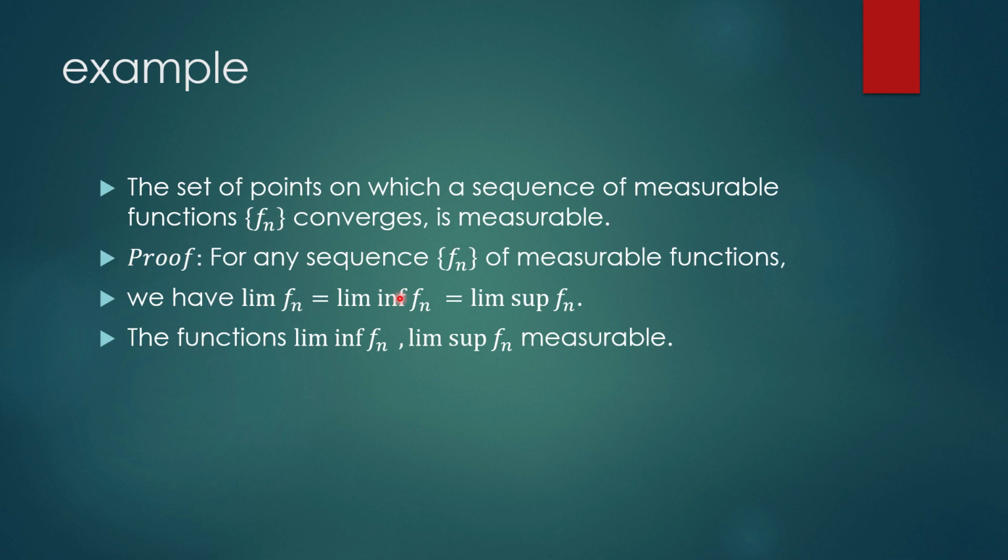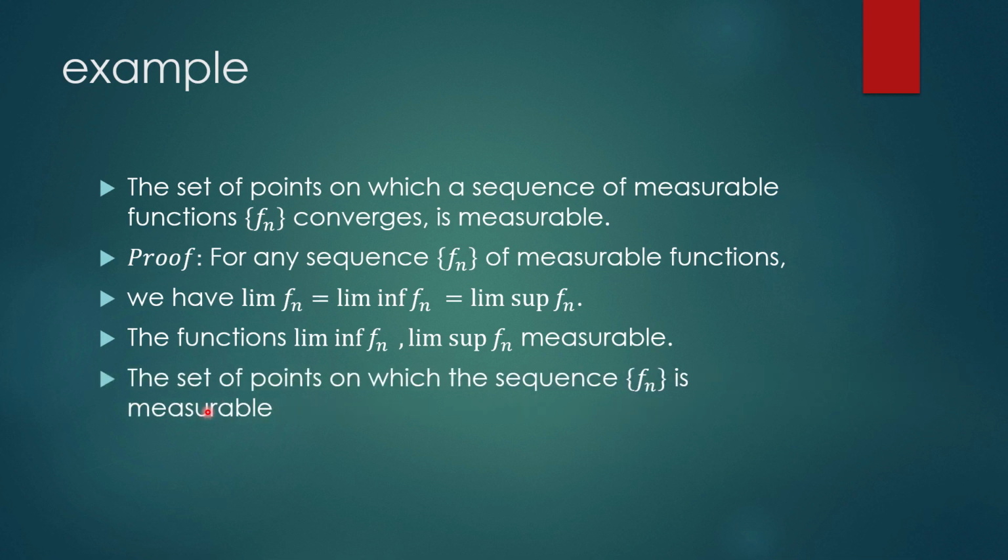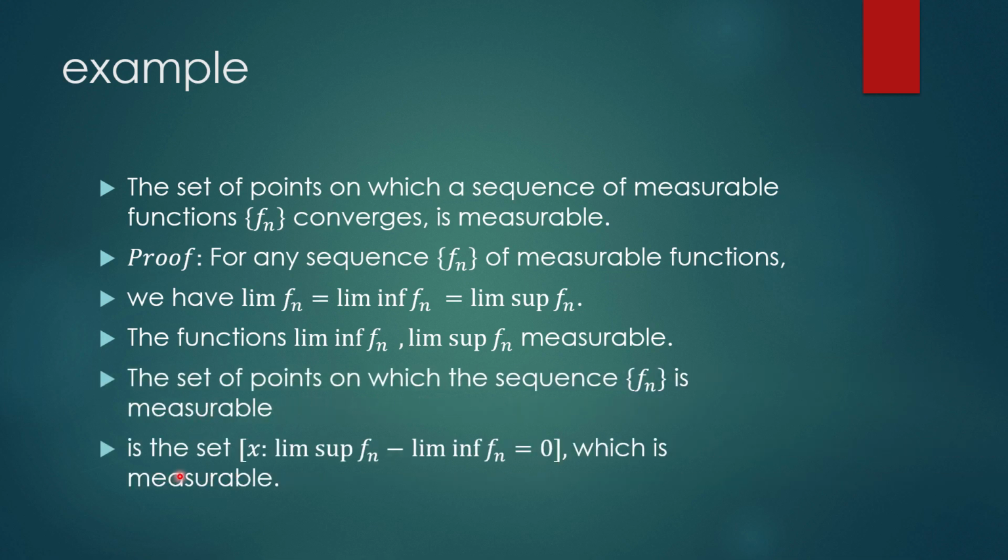So the set of points on which the sequence Fn converges is the set of X such that limit supremum Fn minus limit infimum Fn is exactly equal to 0. Since this function is measurable and this function is measurable, their difference is measurable, therefore the set where it equals 0 is also measurable.